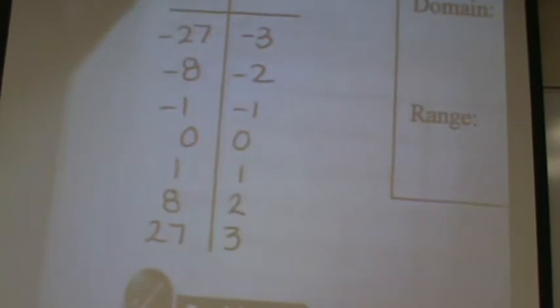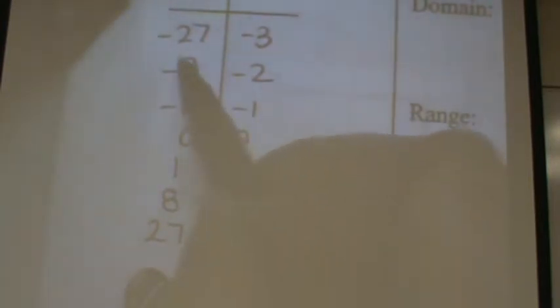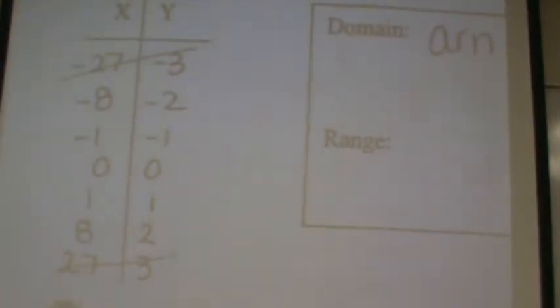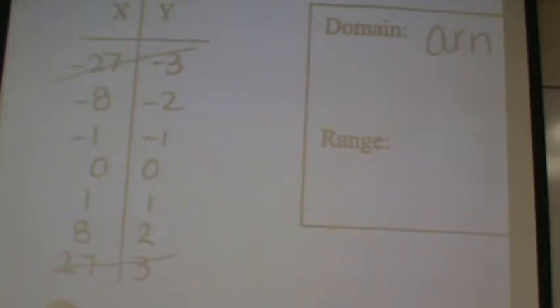Now, out of this list, which ones are we going to knock off? We're going to cross these two out because they're off the graph. We may cross more out, but those are off the graph. That's the parent function. So the y values are also all real numbers.